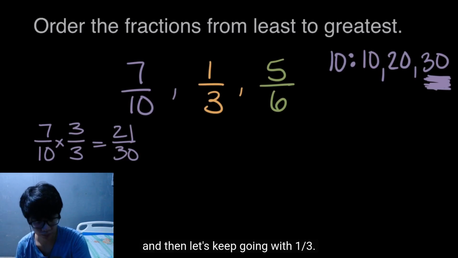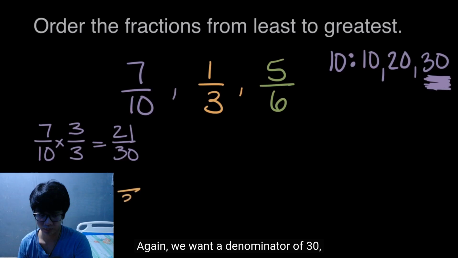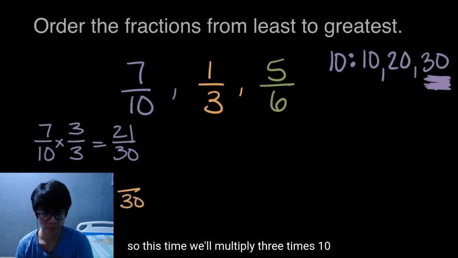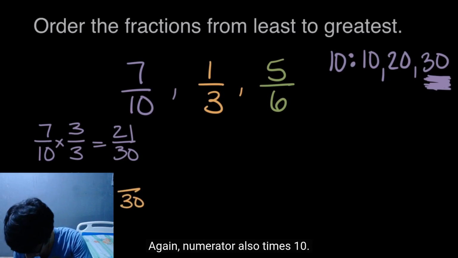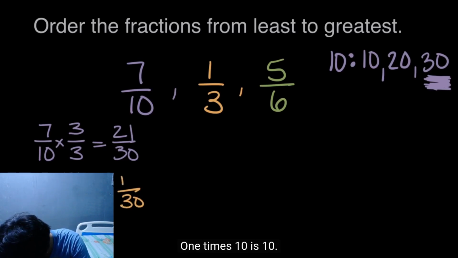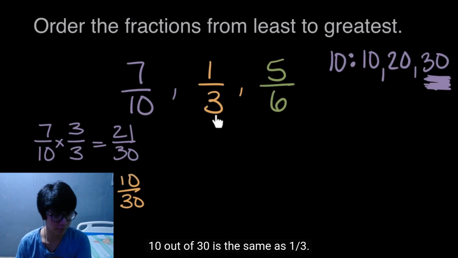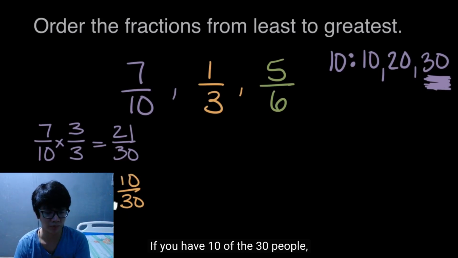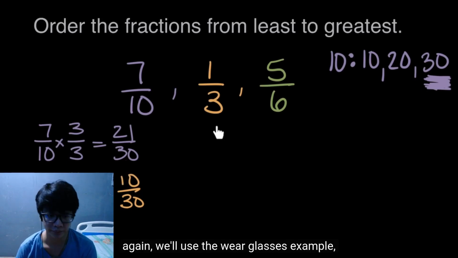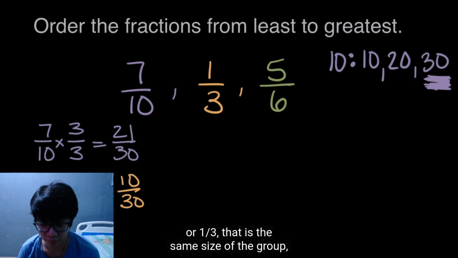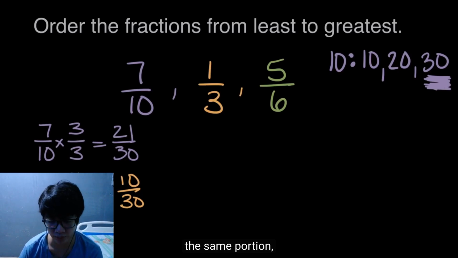And then let's keep going with 1/3. Again, we want a denominator of 30, so this time we'll multiply 3 times 10 to get 30. Again, numerator also times 10. 1 times 10 is 10. 10 out of 30 is the same as 1/3. If you have 10 of the 30 people, again, we'll use the wear glasses example, or 1/3, that is the same size of the group, the same portion.